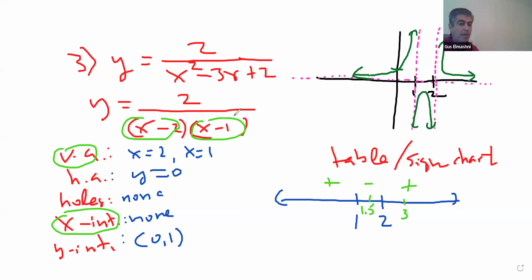No, that's end behavior. We already did that for horizontal asymptotes. We found the horizontal asymptote because the bottom had a higher degree. So it's y equals 0. We did do that.